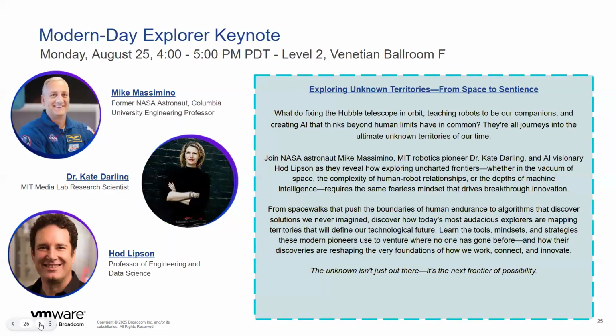I do want to give a special shout out to our Modern Day Explorer keynote. This takes place on Monday, just before the welcome reception, in Venetian Ballroom F on level 2. We've got 3 fantastic speakers this year. If you've attended in the past, I hope that you've been able to join us for this great session where we feature people who are exploring unknown territories, from space to sentience. That's our theme this year for this session.